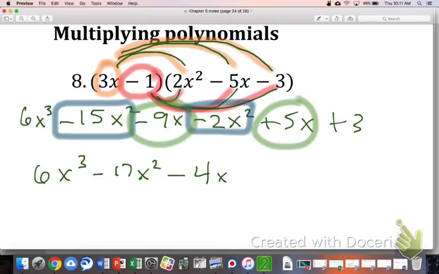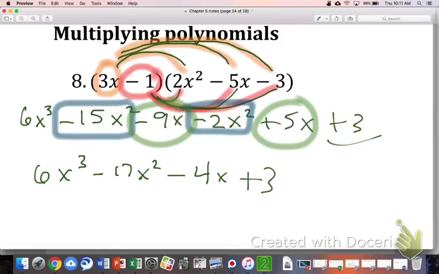Okay, and then Hosanna, what's like the 3? What's like this 3? Nothing. So what do we do with it? Just plug it in. Yeah, just put it in the answer line, right? Nice job. Okay, so that right there would be our answer for this one. 6x cubed minus 17x squared minus 4x plus 3. Okay, you guys have any questions about that?